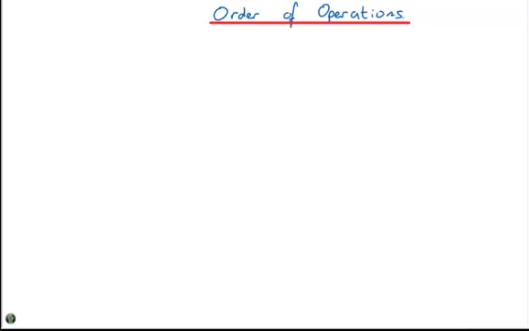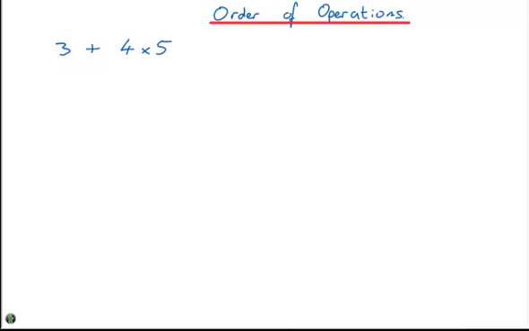Okay, so here I'm going to do a few examples of order of operations. Now, what do we mean by order of operations? Well, in maths there's a certain grammar, a certain way you have to do questions. For instance, if I have a problem here, which is written as 3 plus 4 multiplied by 5.